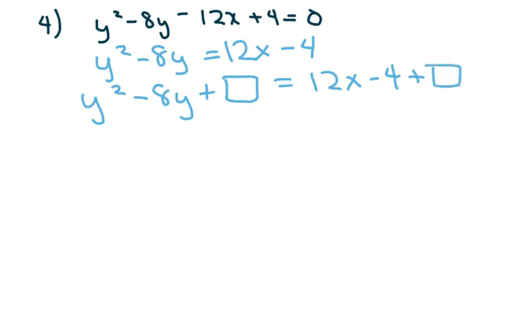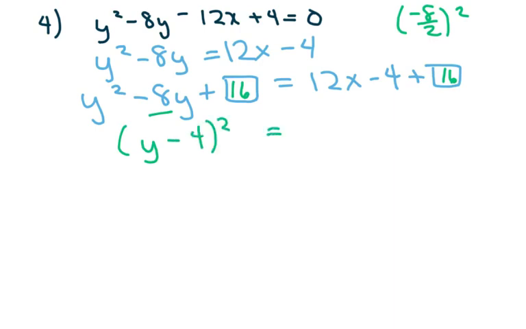All right, and half of 8. I don't say negative 8. You could do negative 8 over 2 squared, but once you square it, it's positive, so I just say 8 divided by 2 is 4, square it, and you get 16. Add it to both sides. And then this is going to be y minus half of 8, which is 4, squared, equals 12.